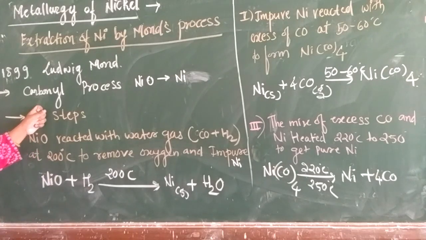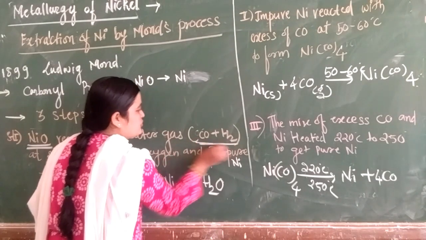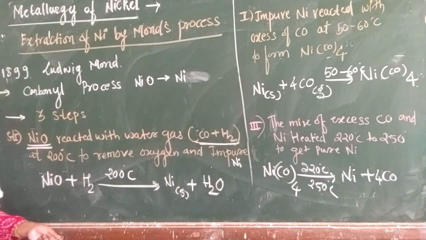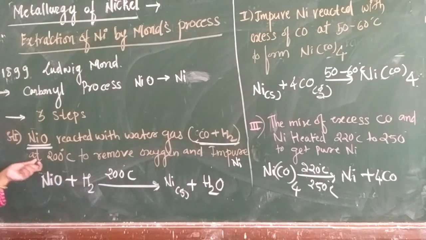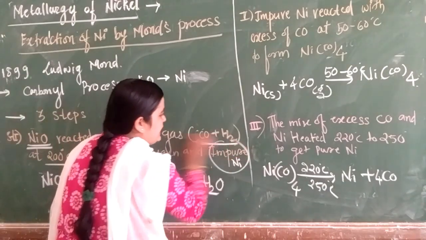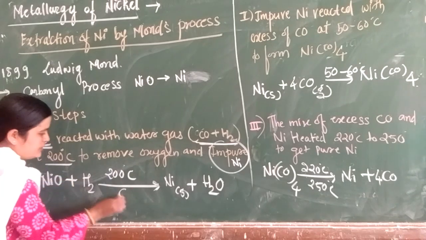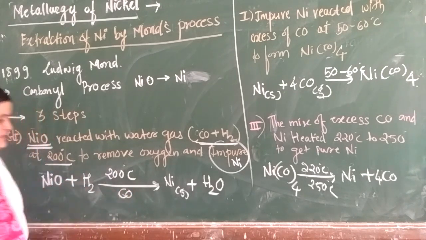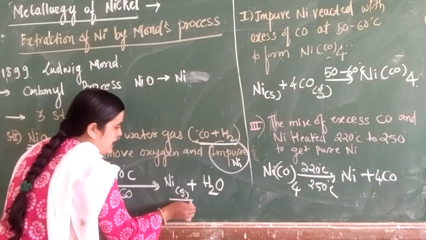Here we mainly have three steps. In the first step, nickel present in the oxide form is reacted with water gas, CO plus H2. It actually reacts with hydrogen only, but in presence of carbon monoxide, water gas, at 200 degrees Celsius to remove oxygen and give impure nickel. So how? When NiO, nickel oxide, reacts with H2 at 200 degrees Celsius in presence of carbon monoxide, which is water gas, it gives impure nickel and H2O.